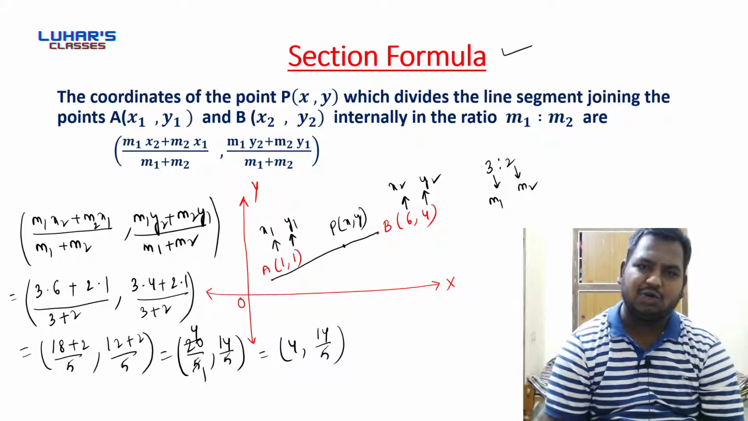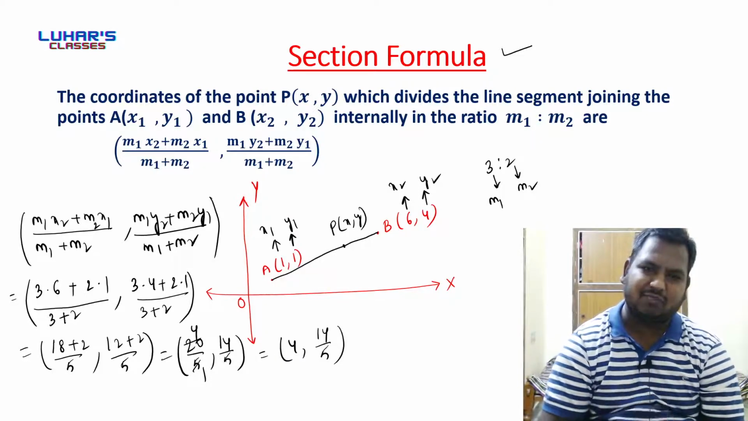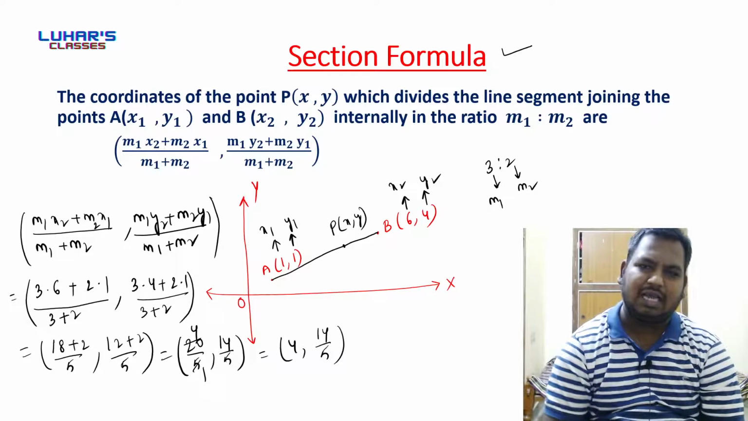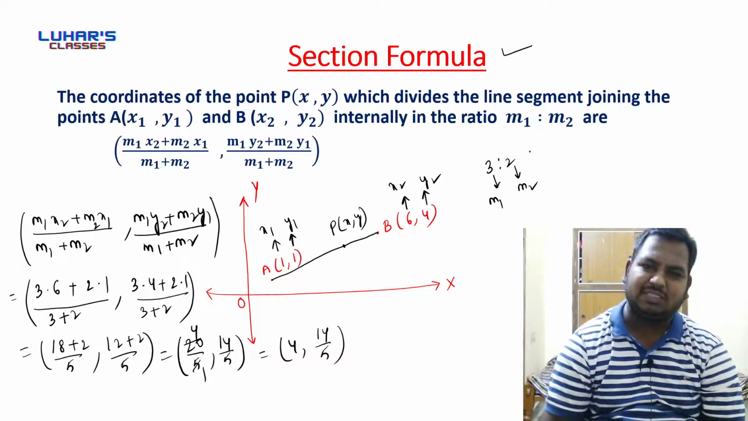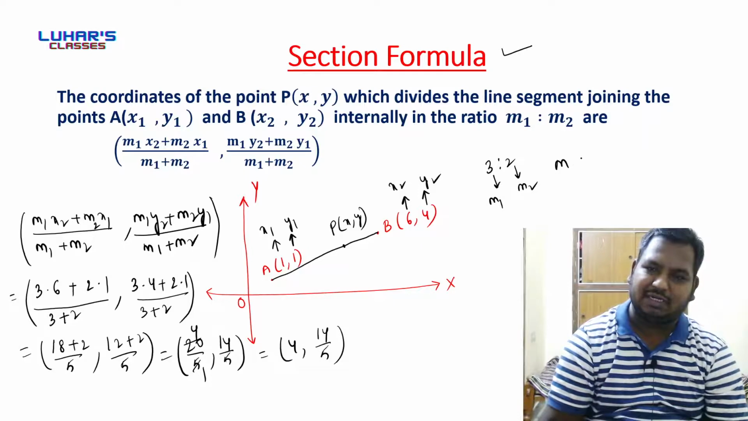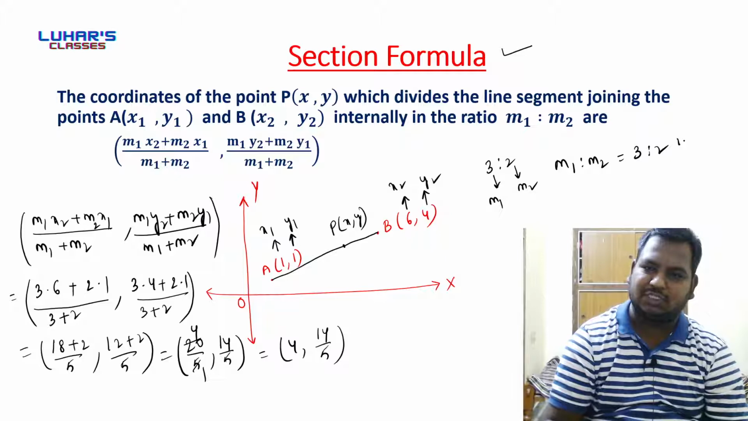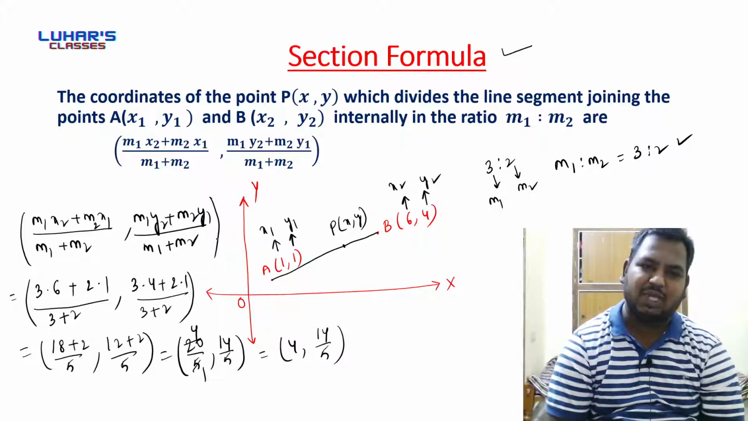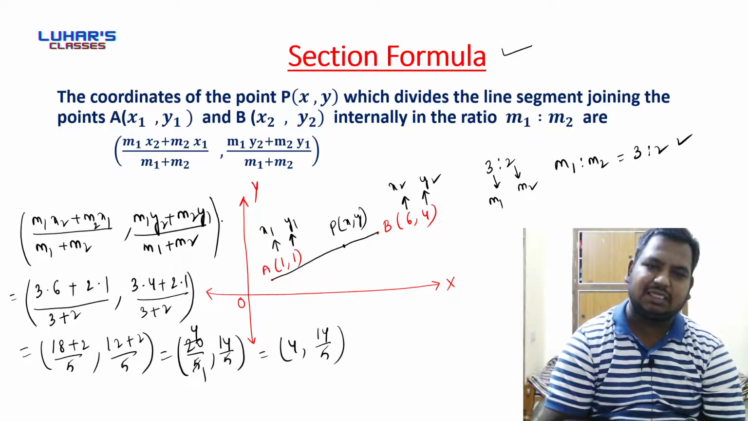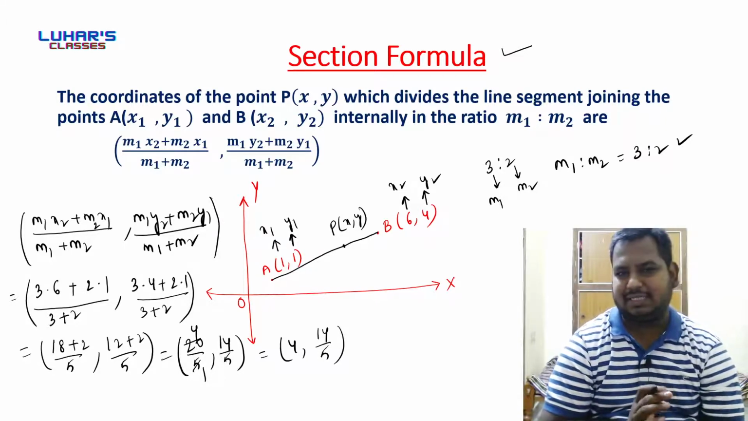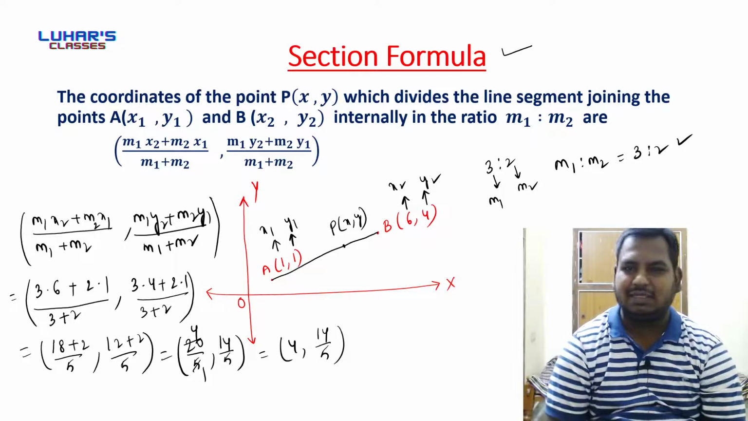Done. I hope the purpose of section formula is clear to everyone. Let me repeat once again. m1 m2 is nothing but the ratio. You can say m1 is to m2 is equal to 3:2. So this is the ratio. What about x1 y1 x2 y2? These are the coordinates of the endpoints of the line segment. That's it. It's a very simple thing.